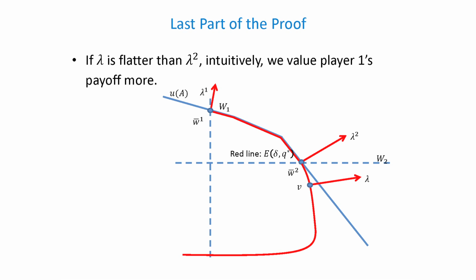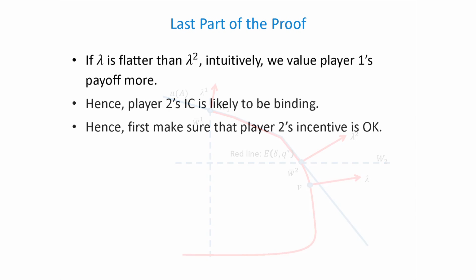And intuitively speaking, here we want to maximize player 1's payoff by sacrificing player 2's payoff a little bit, because the weight is very high for player 1 and very low for player 2. Okay? So intuitively, player 2's incentive compatibility is likely to be binding if we want to push in that direction. So first, we make sure that player 2's incentive is okay by changing the recommendation as follows.